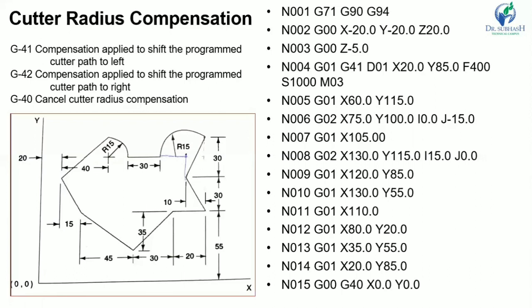Then G00, G40, cutter radius compensation cancel, X0, Y0. And end of the program. So this is called the cutter radius compensation.